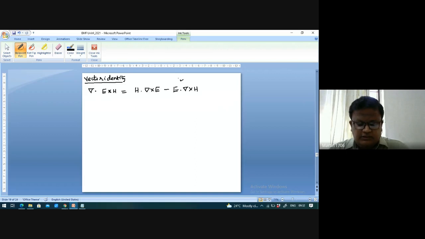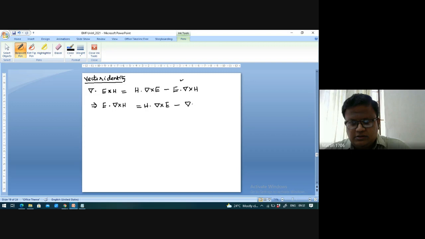In the previous equation, you can see we want this term, so we want to express it like this. I am taking this part to this side, and this to this side. So it becomes: E dot del cross H is equal to H dot del cross E minus del dot E cross H.